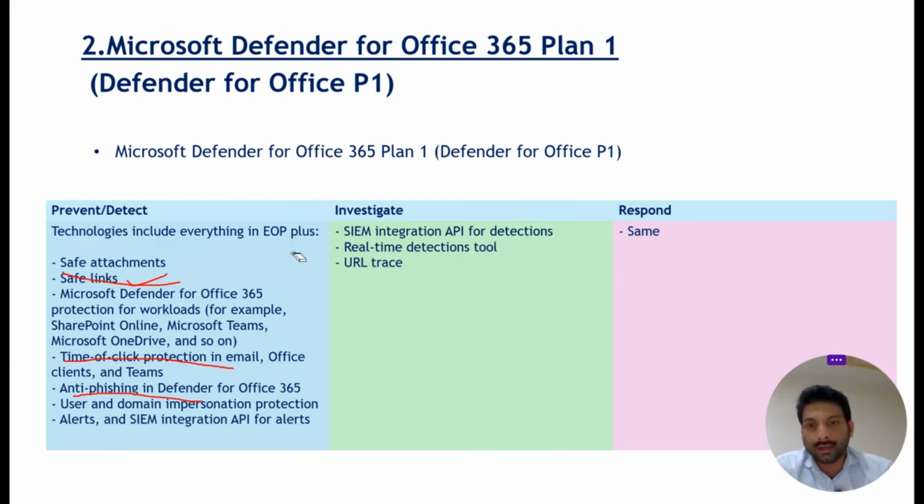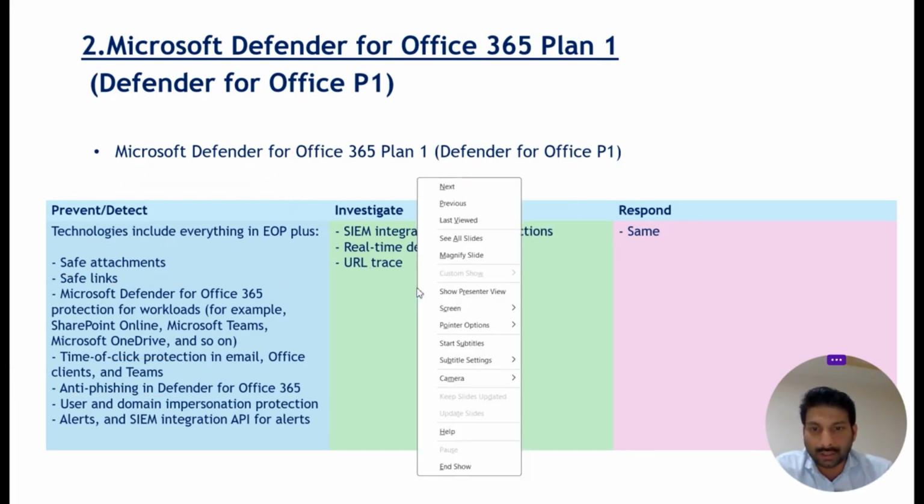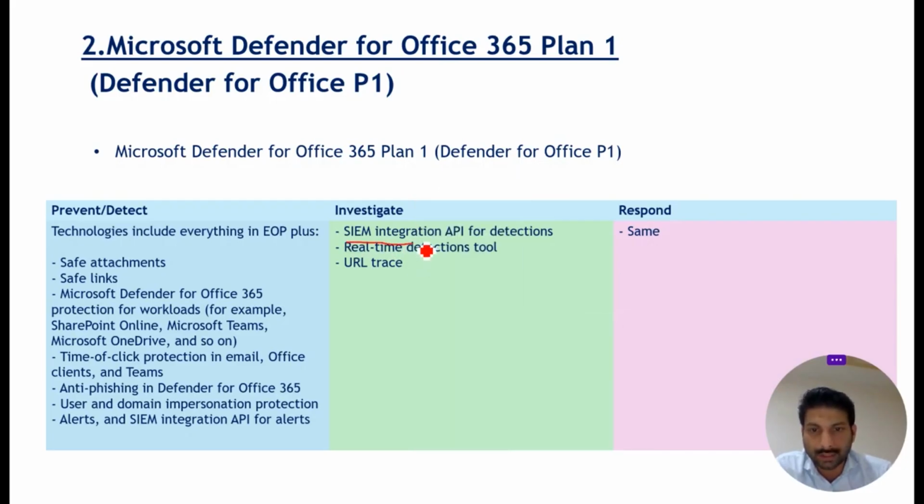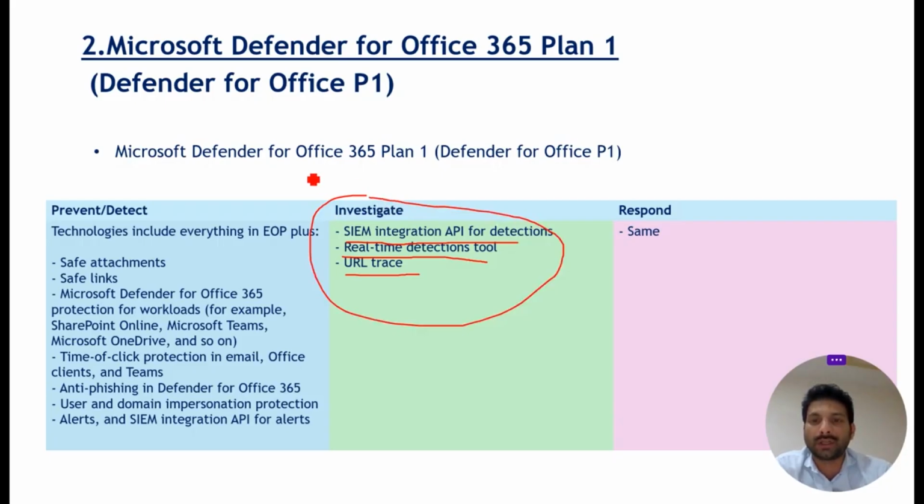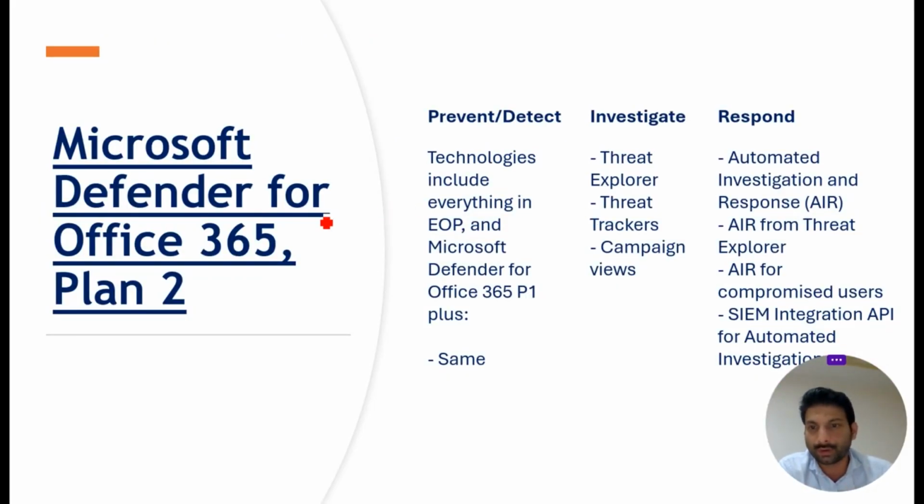All right. And for the investigation, we get different tools. We get SIEM integration API for detection, a real-time detection tool, and URL trace for investigation in Office 365 Plan 1. In the coming videos, we will be doing the practical of Defender for Office 365. We will be creating safe attachments, safe links policies, and all. So that we will see in the coming videos. All right, so let's move on.